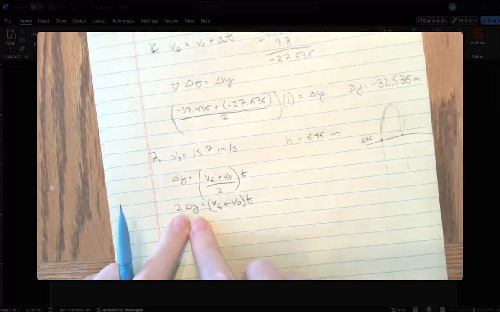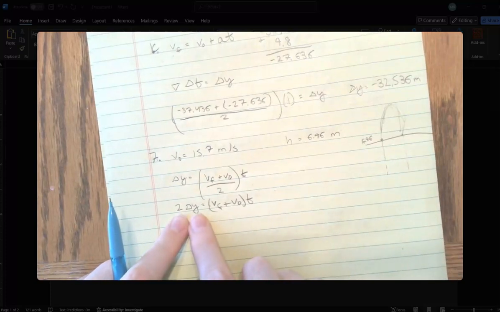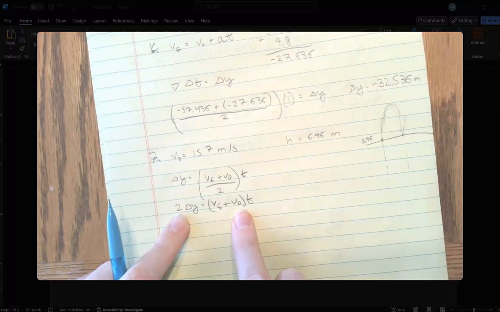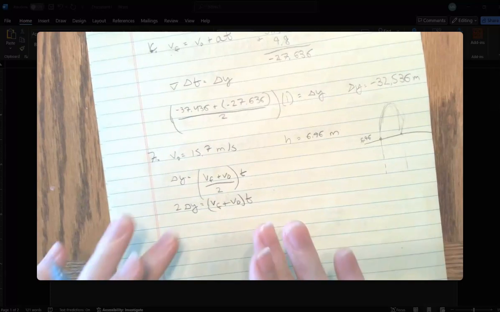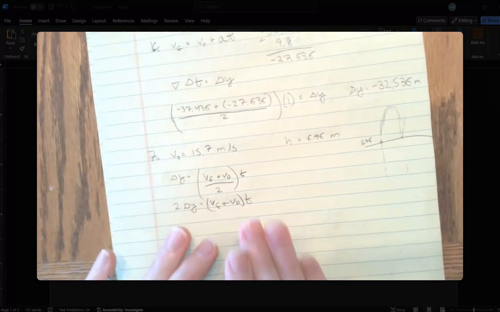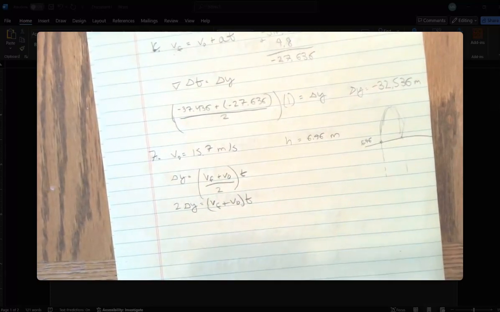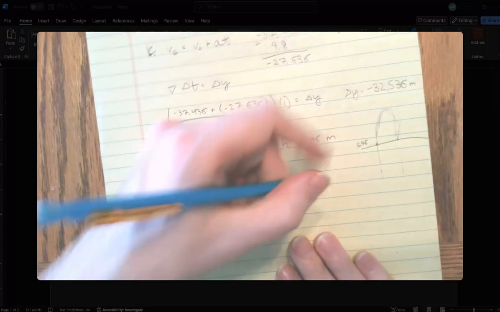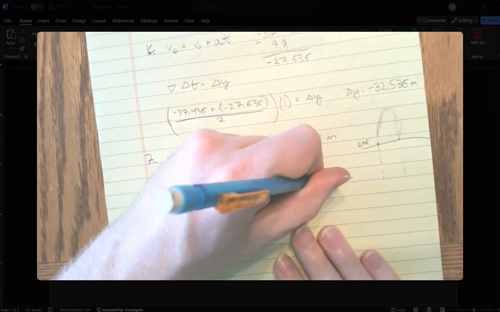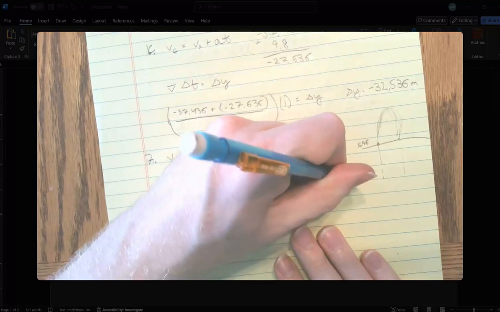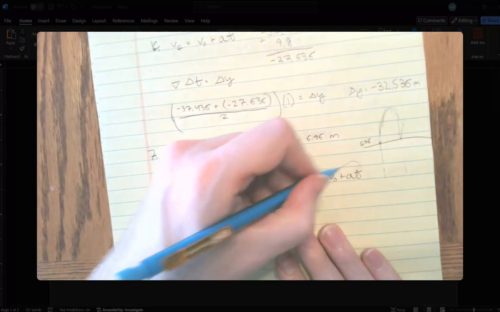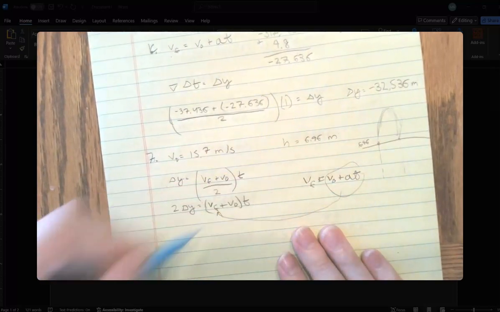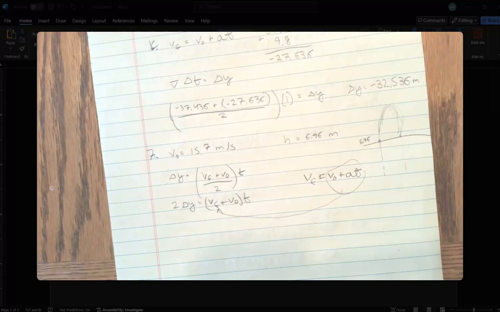Other than that, I do know what distance I'm looking for, and I do know my initial velocity, but since I don't have final velocity or time, I can't solve for anything using this equation alone. But we also have that my final velocity is equal to my initial velocity plus at. So I can plug this in, so that I just have one unknown value. I just don't know the t in this case.